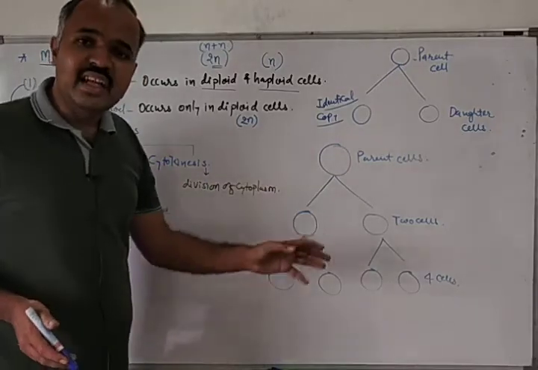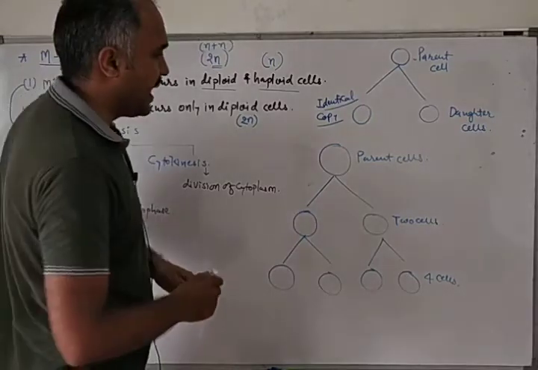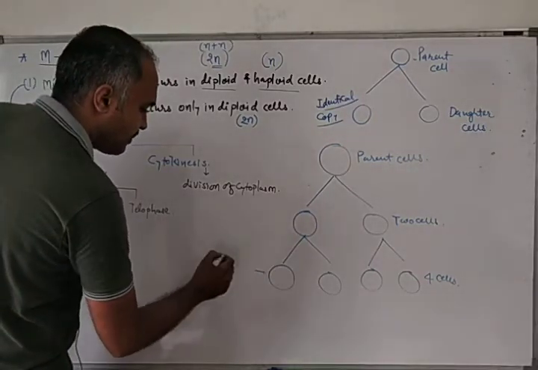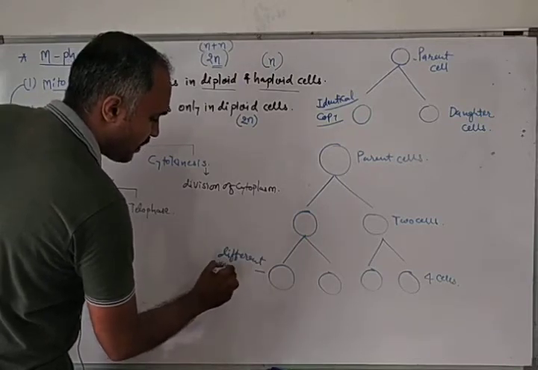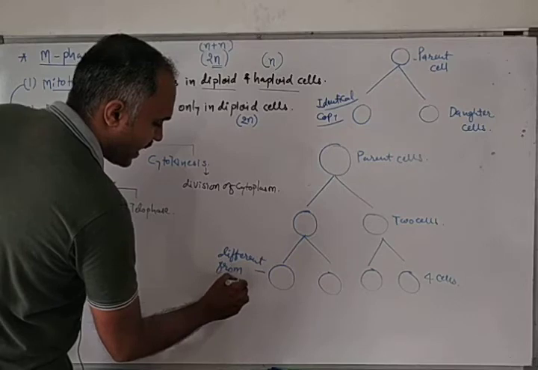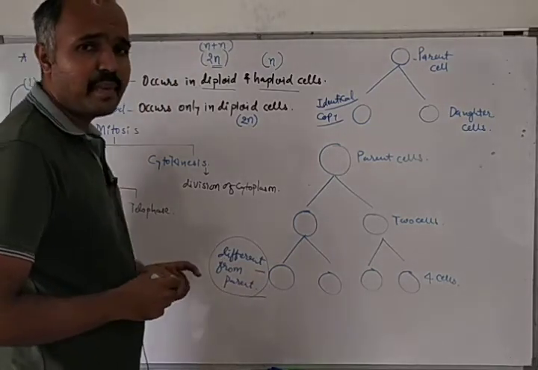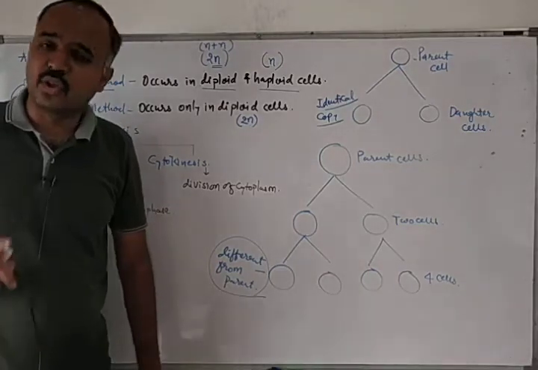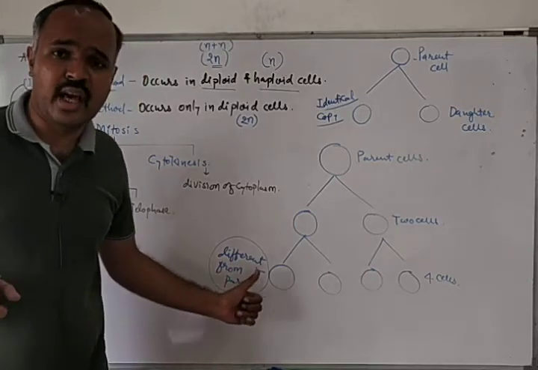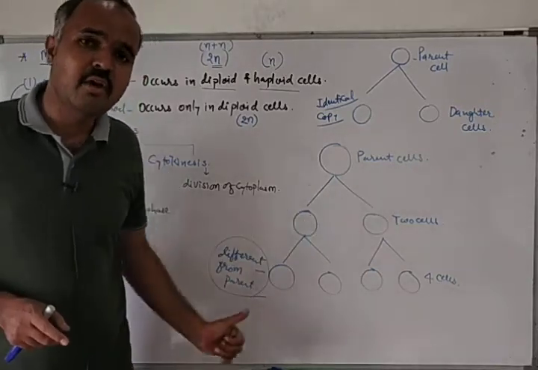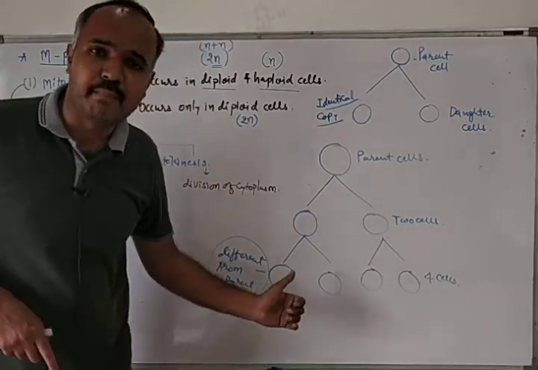And when the cell divides by a meiotic method, the daughter cells are different from the parent cell. These cells are not similar and they are not same as parents. Similar term we will not use. We will use the term different. They are different from their parent, or we will say that they are not identical to the parent cell.